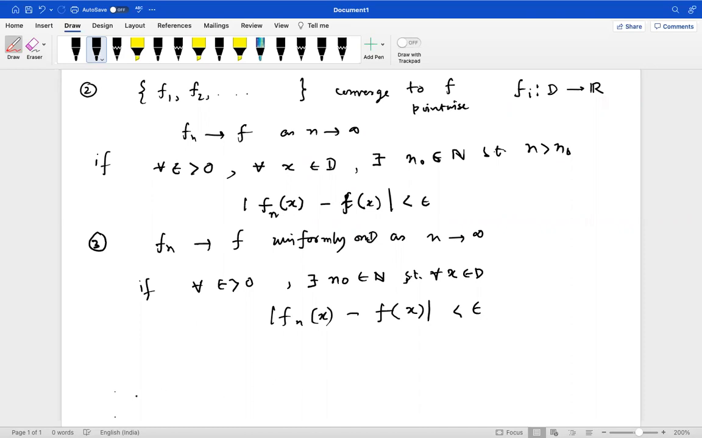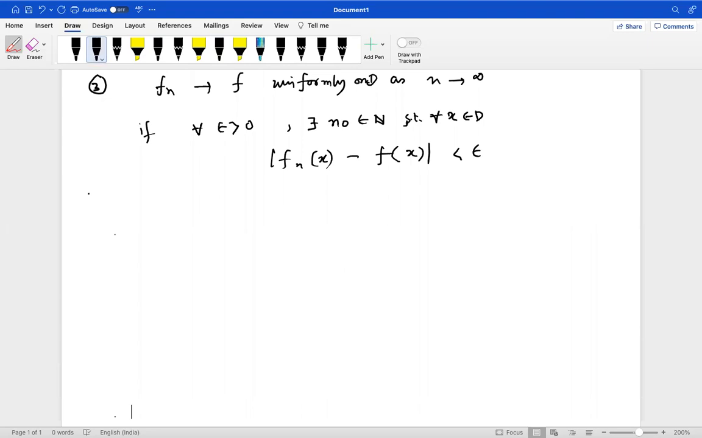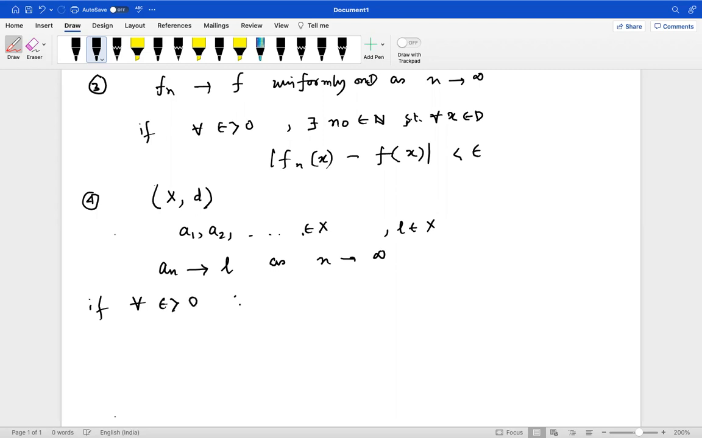And next, for a general metric space, say X is a metric space with metric d, where d is a metric or distance. Say A1, A2, are elements of X, and we say An tends to some L in X as n tends to infinity if for all epsilon positive there exists an n0, a natural number, such that everything is the same. The difference is that instead of the modulus, we use the distance between An and L, d(An, L), which is less than epsilon.